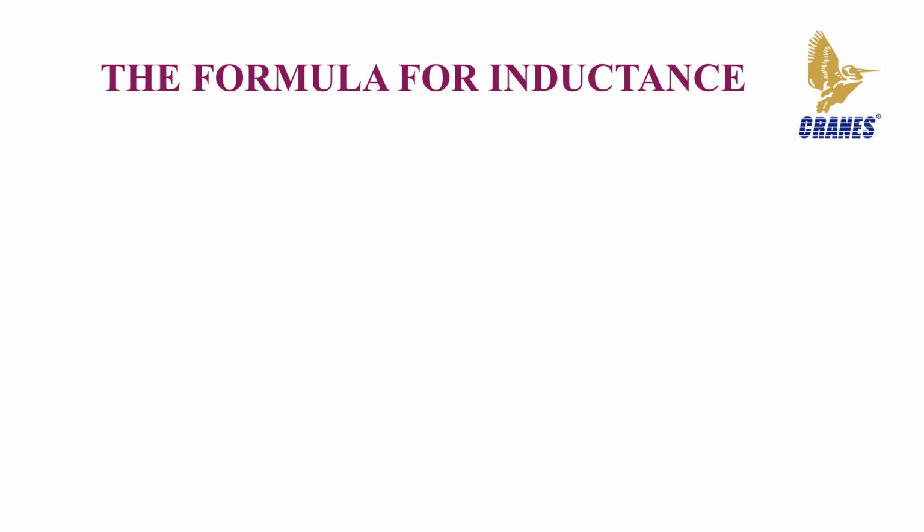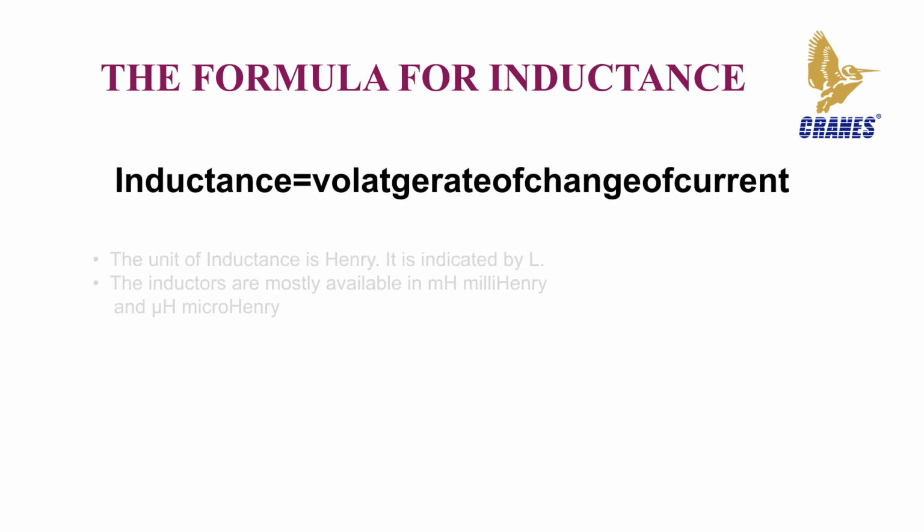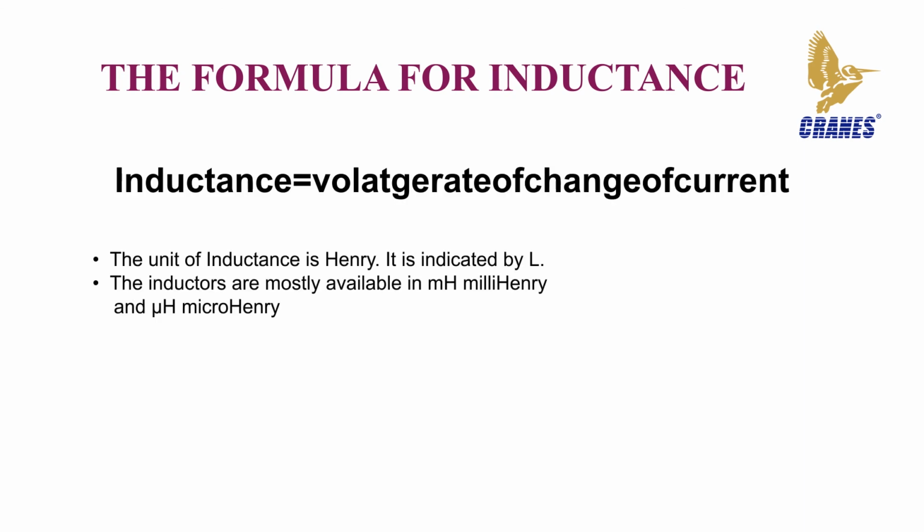The formula for inductance is given as voltage over the rate of change of current. The unit for inductance is Henry, indicated by L. Inductors are mostly available in millihenries and microhenries. A coil is said to have an inductance of 1 Henry when an EMF of 1 volt is self-induced in the coil, where the current flowing has changed at a rate of 1 ampere per second.